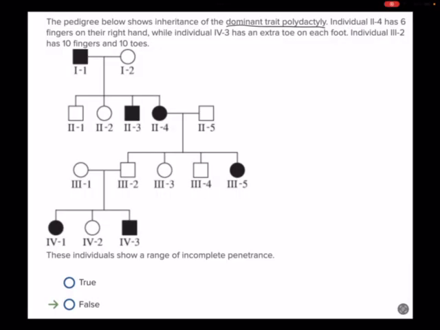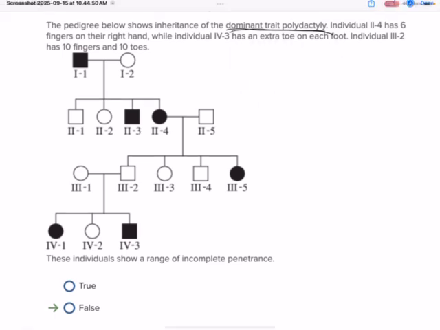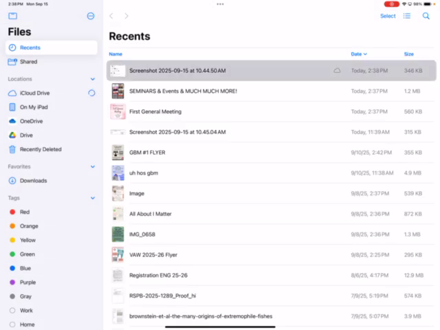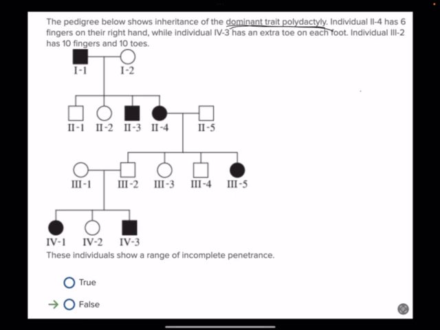Got quite a few of you on the homework assignment that was due last week Friday. We have a dominant trait, polydactyly. Individual 2-4 has 6 fingers on the right hand, while individual 4-3 has an extra toe on each foot. Individual 3-2 has 10 fingers and 10 toes. And the question is, these individuals show a range of incomplete penetrance.